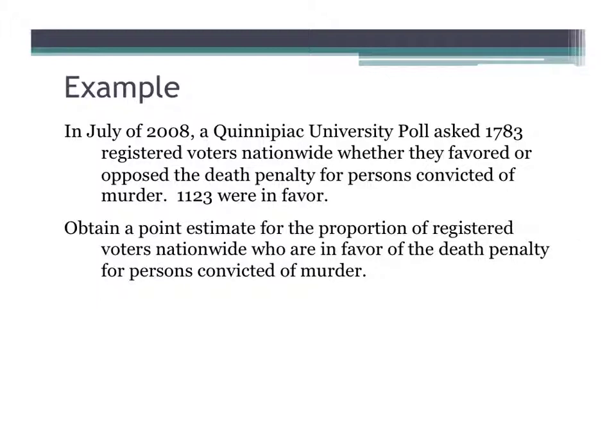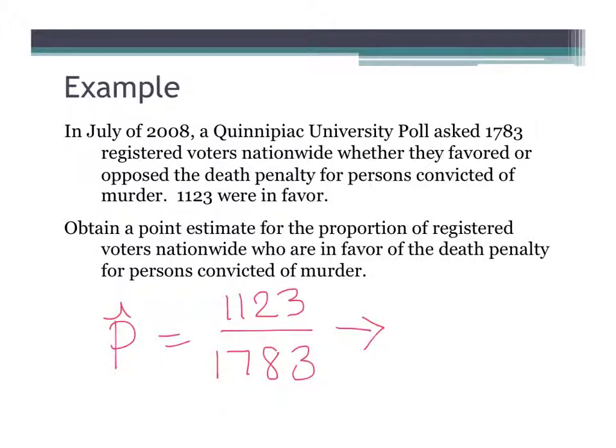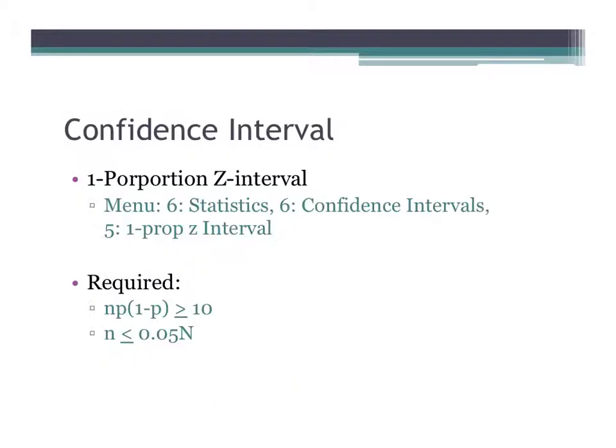So the first part is, can you obtain a point estimate for the proportion of registered voters nationwide who are in favor? So remember, the point estimate is p hat. We learned this back in chapter 8. It is 1,123 in favor out of 1,783 who were asked. And if you type that into the calculator, you get 0.629, which is essentially 62.9% of the people who were asked were in favor.